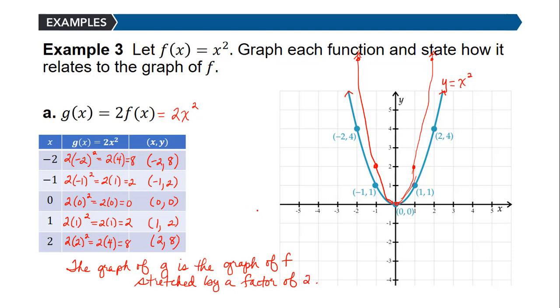Now notice also what changes here. The x values stayed the same, but the y values were multiplied by 2. In fact, that's what we're doing. 2 times f of x is really nothing more than 2 times y. So we're changing the y values by a multiple of 2, which gives the effect of stretching the graph.